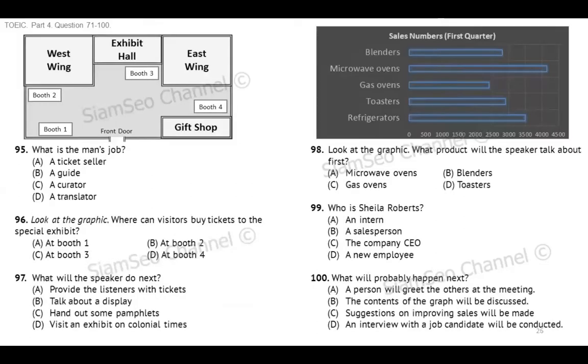Questions 95 through 97 refer to the following talk and map. Welcome to the Museum of National History. My name's Peter, and I'll be showing you some of the exhibits here today.